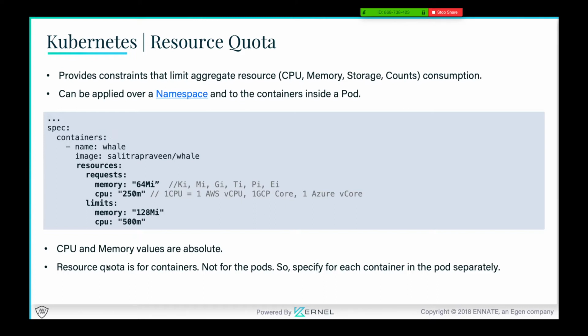Now, as I said, resource quota is actually for containers, not for the pods. So you define these limits on the containers. That means if you have one container in a pod, it's the same thing, whether you're talking about pod resource or container resource. But if you have multiple containers in a pod, then you have to make sure all of them are having resources and the requests and the limits properly configured. You add all of them together, and that becomes the resource quota for the pod if you have multiple containers.